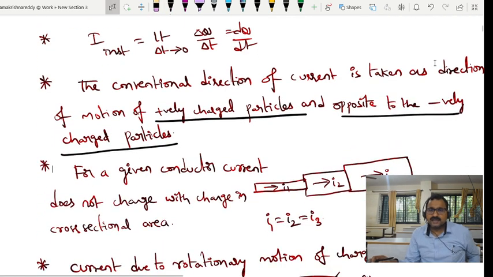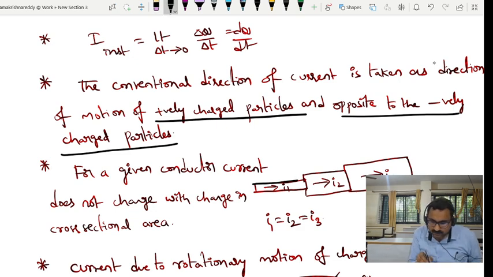For a given conductor, current doesn't change with the change in cross-sectional area. See here, all parts have different cross-sectional areas. In this case, what about the current we are getting in the three parts, I1, I2 and I3? For a given conductor, current doesn't change with the change in cross-sectional area. So we get I1 is equal to I2 is equal to I3 only.